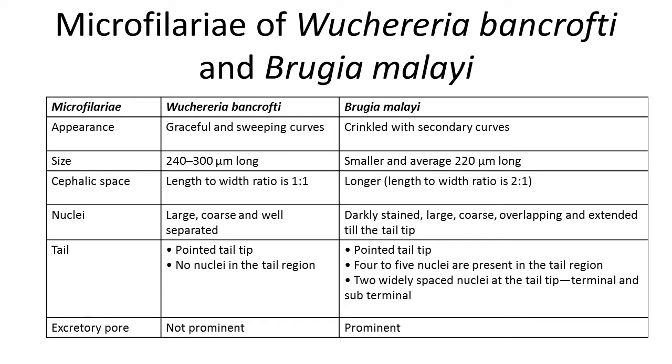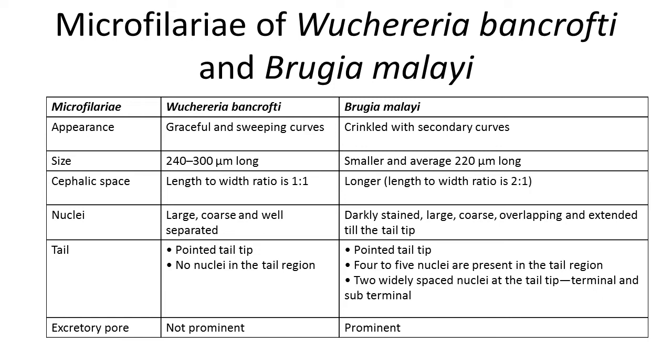Then the nuclei, the body nuclei. These are larger, the same size, well separated and evenly distributed in the body. Then when we look at the tail part, it has pointed tips and there is no tail nuclei, and the excretory pore is not prominent, that means very small.